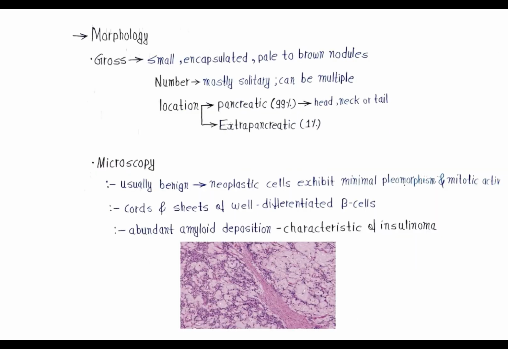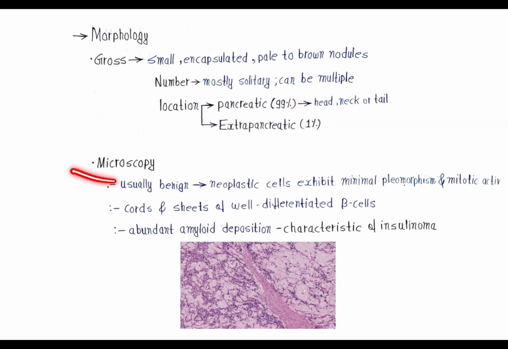Now coming to the morphological features of insulinoma. First, let's start with the gross features. On gross examination, the insulinoma will look like a small encapsulated pale to brown nodule. It can be multiple in number, but mostly it will be solitary. And talking about the location, it can be pancreatic as well as extrapancreatic, but extrapancreatic ones are very rare. 99% of insulinomas are located in the pancreas itself, and they can be located anywhere in the pancreas, in the head, neck, or even the tail of the pancreas.